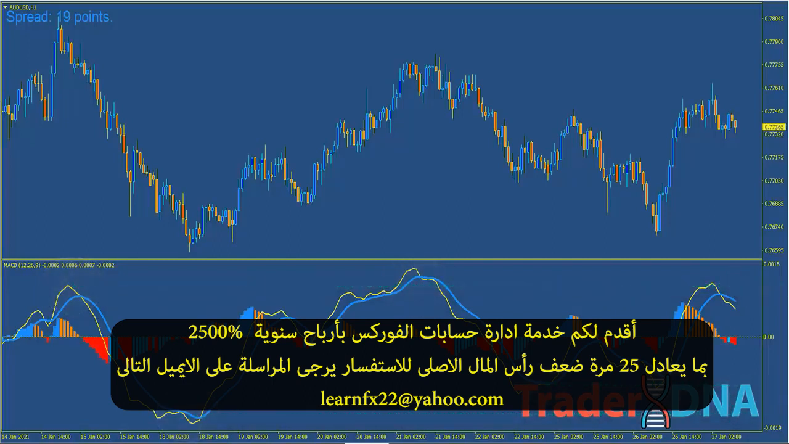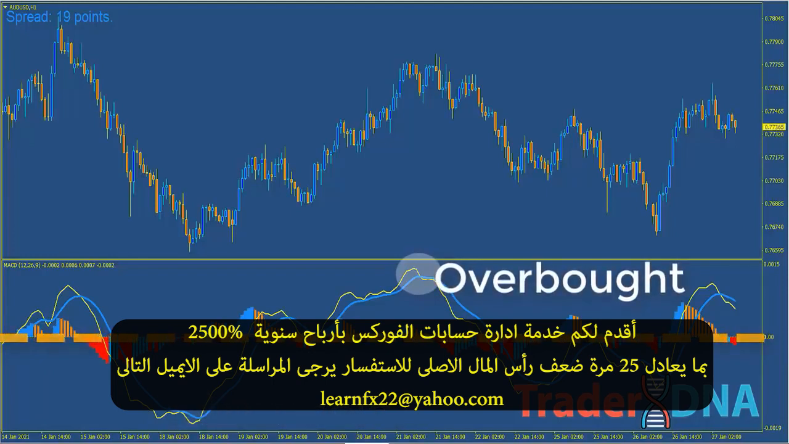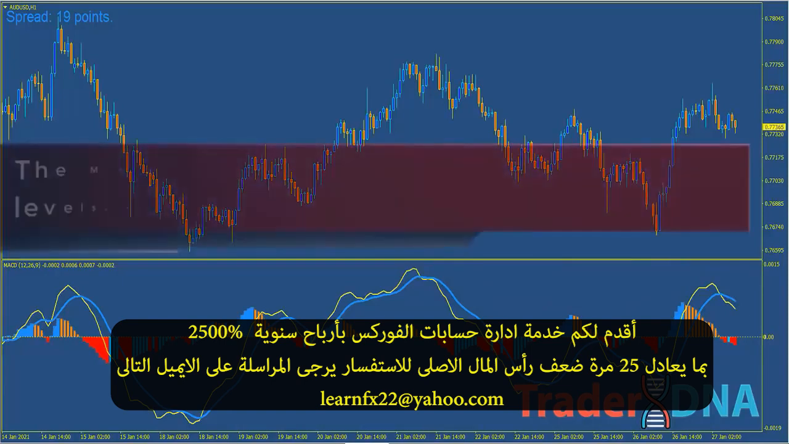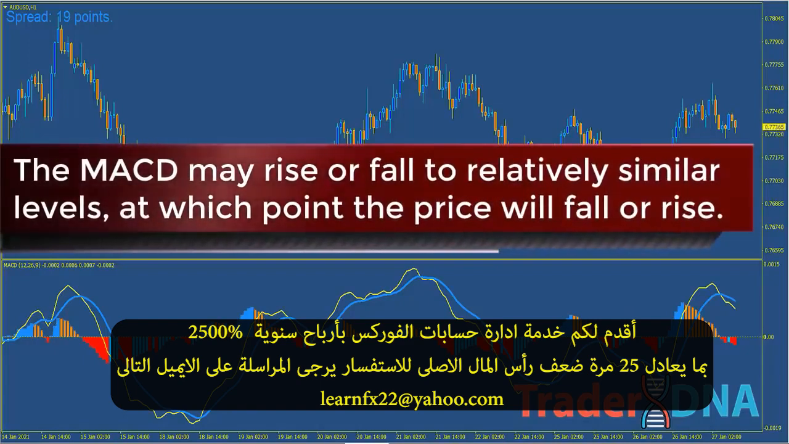overbought or oversold. When using the MACD to identify periods when a security or index is overbought or oversold, the best buy signals come when the MACD line and the signal line are below the zero line, as the security or index may be oversold. Sell signals are generated when the lines are above the zero, where they may indicate an overbought condition. Looking at the MACD behavior over an extended period of time, you may be able to discern patterns where the MACD may rise or fall to relatively similar levels, at which point the price will fall or rise, respectively, and with it the MACD lines.